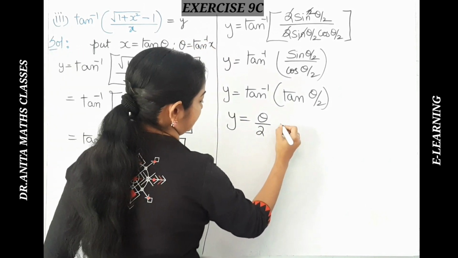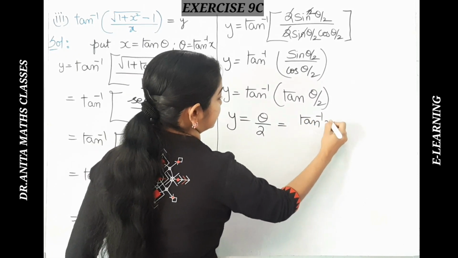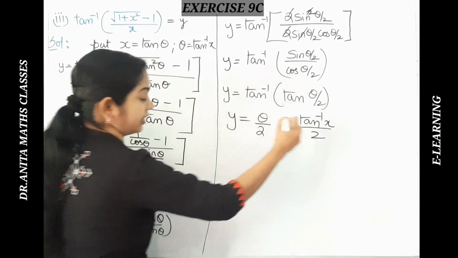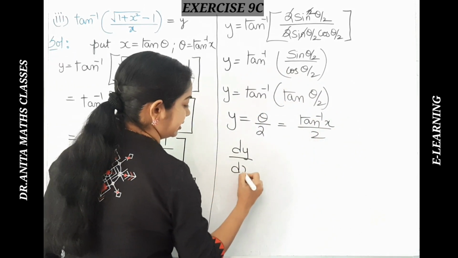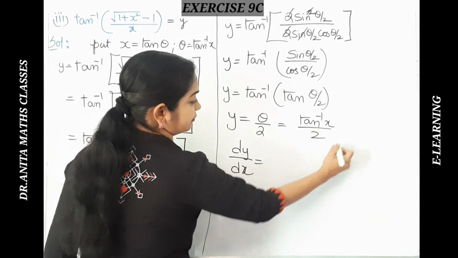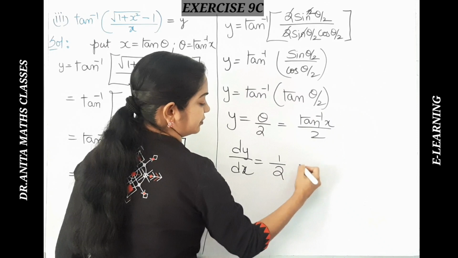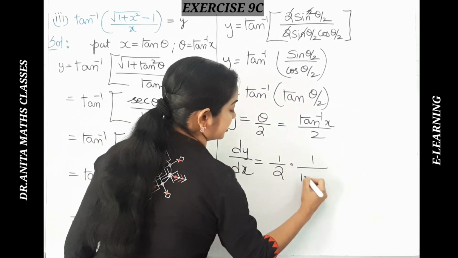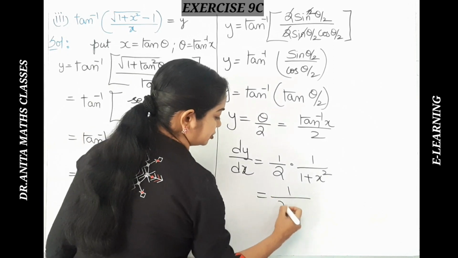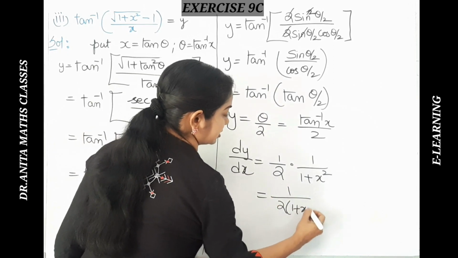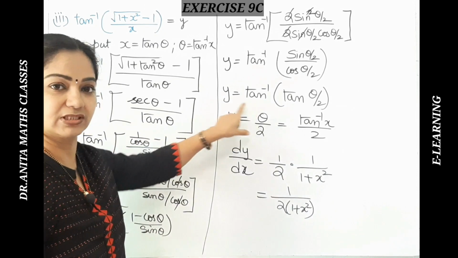So tan inverse of x by 2 is our y function. Now we will find the differentiation dy by dx, which is d by dx of tan inverse x, so half comes out. Tan inverse x differentiation is 1 upon 1 plus x square. So this becomes 1 by 2 into 1 plus x square, isn't it? So half just comes out.